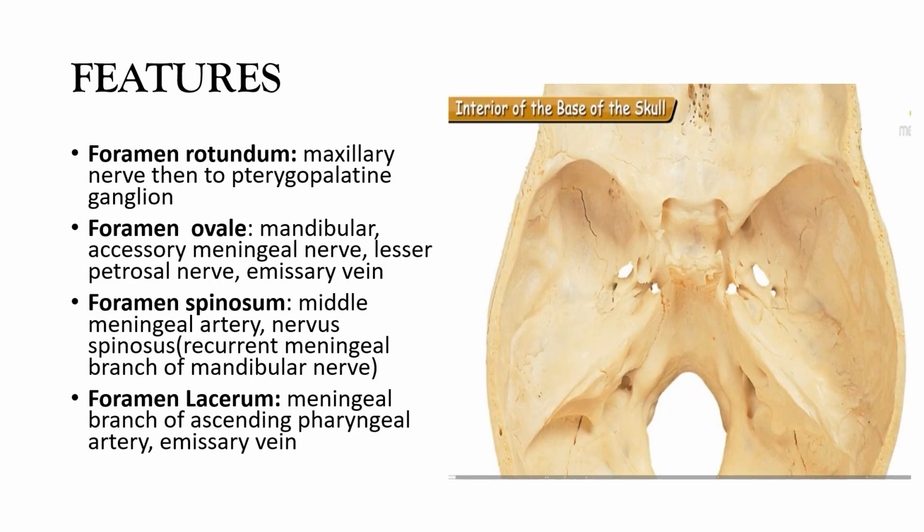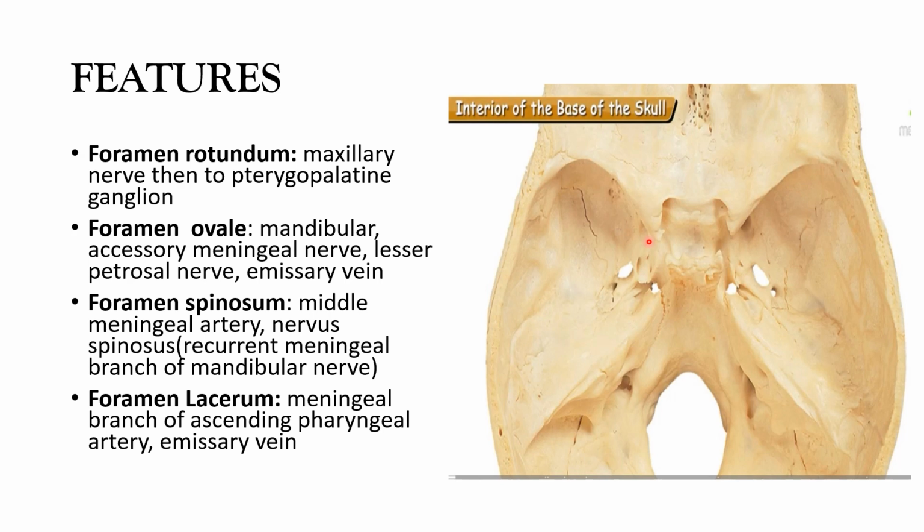Now we'll talk about the foramina that are present on the greater wing of the sphenoid. So this is the greater wing of the sphenoid. Now there's a foramen here called the foramen rotundum. It's not too clear here, but it's called the foramen rotundum. And you have the maxillary division of the trigeminal going through this foramen, which leads to the pterygopalatine ganglion.